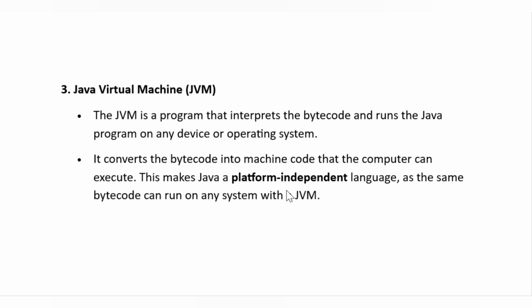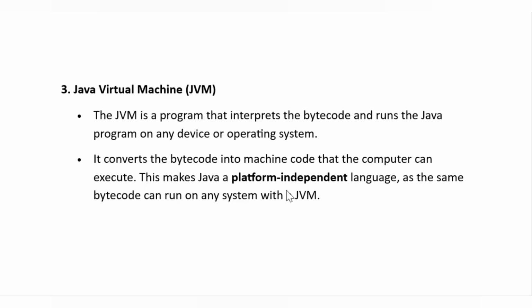This Java Virtual Machine interprets the bytecode and runs the Java program on any device or operating system, which means the Java Virtual Machine converts this particular bytecode into the machine code. The machine code is in the form of zeros and ones, which is binary form. This binary form can be understood by the computer.